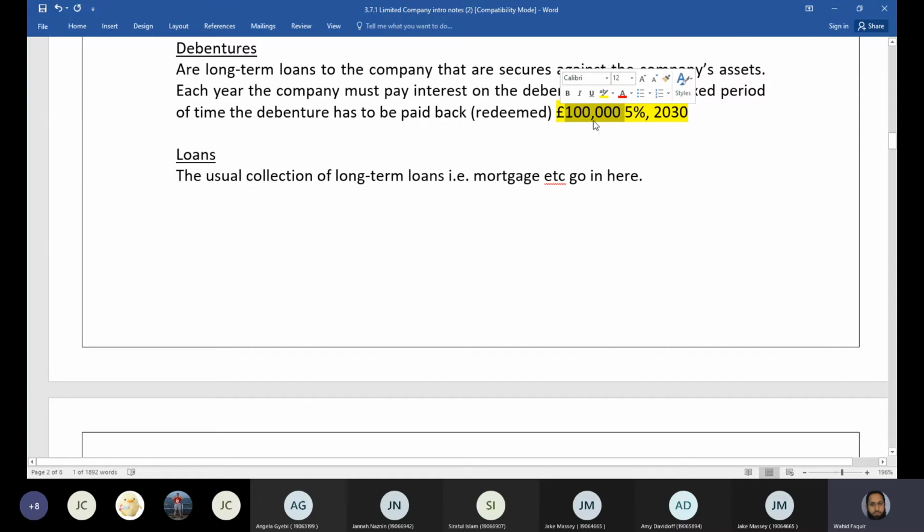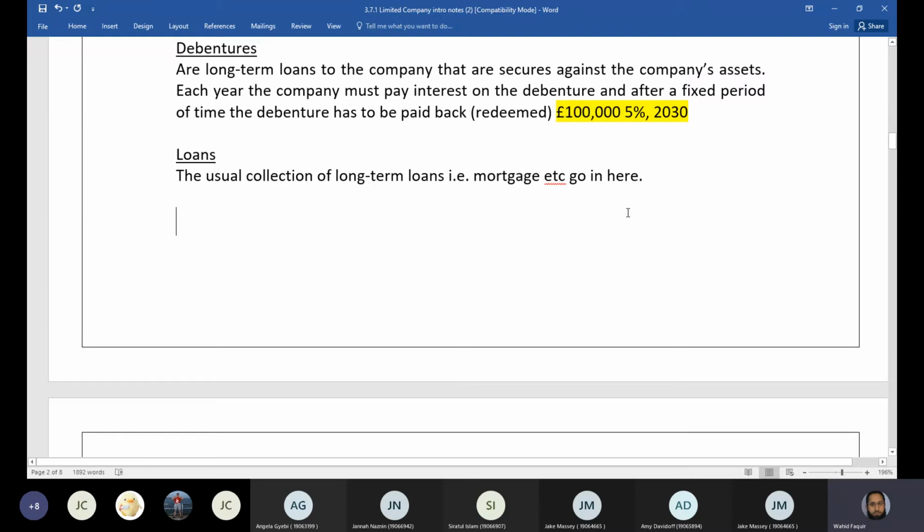Every year you pay 5% interest on that figure. That 5% every year does not reduce that amount. You still have to pay that whole sum off at the end of the duration of the debenture. And that's when it's redeemed in 2030. So if we're talking 2021 now, in 9 years' time, 9 years' worth of interest you'd pay, and you would pay the 100,000. Thank you, Jake.